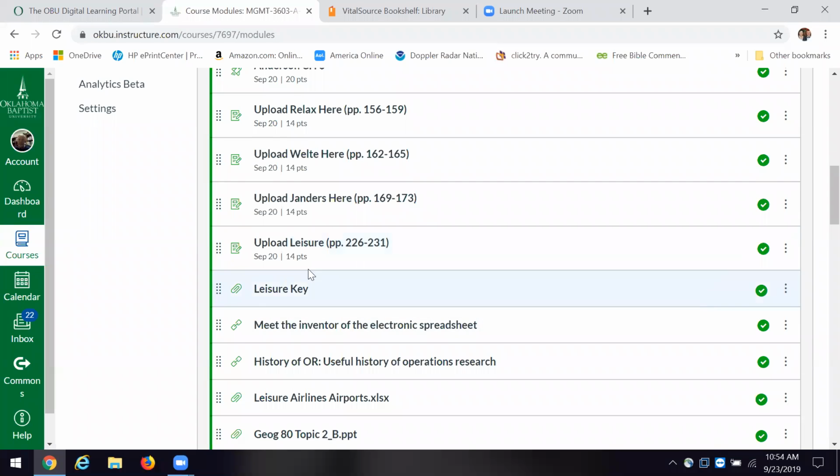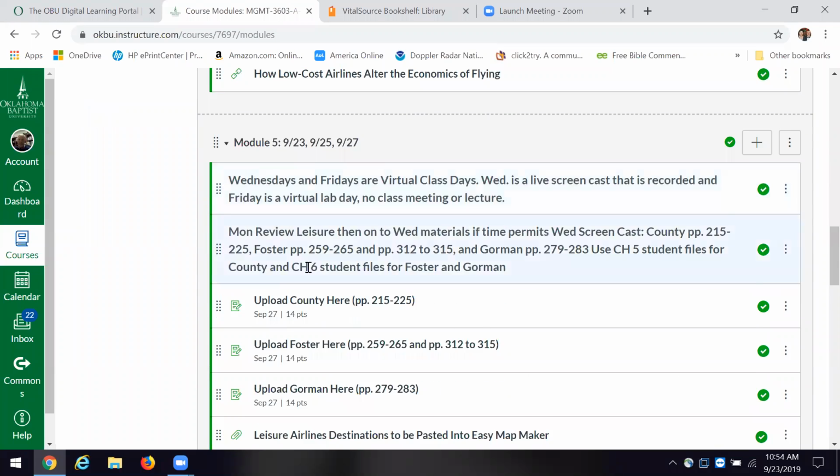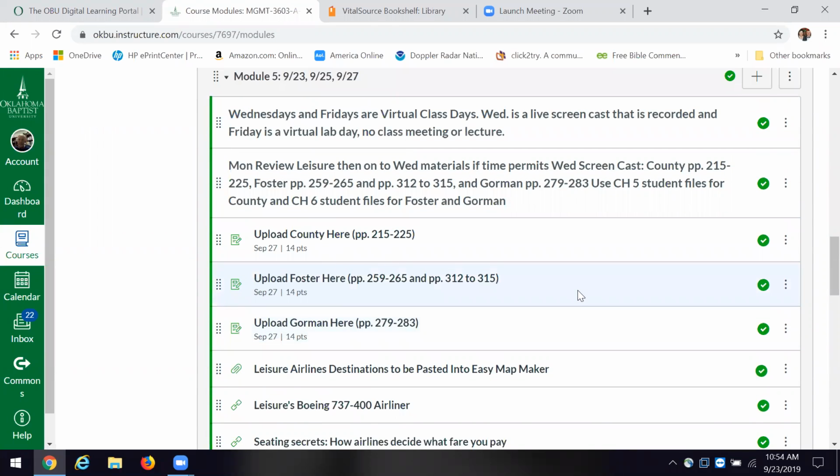It was working with that revenue maximization problem. We're going to encounter a whole new set of problems and applications of this optimizer tool. And I wanted to go ahead and talk about it for a few minutes. We've got three cases that are going to be due this week: County, Foster, and Gorman.